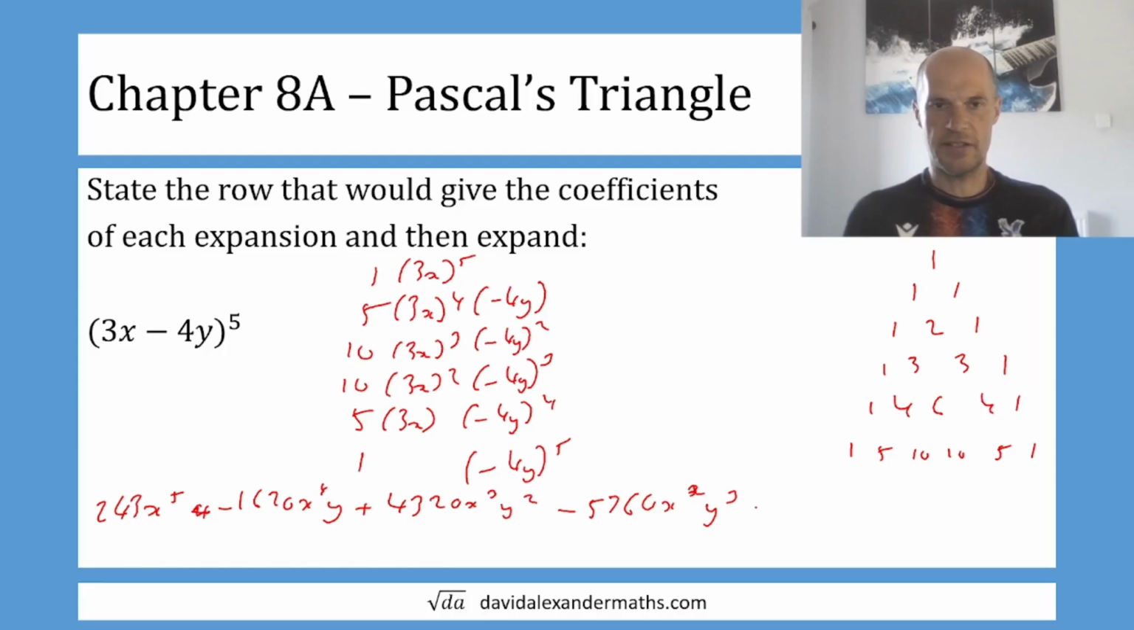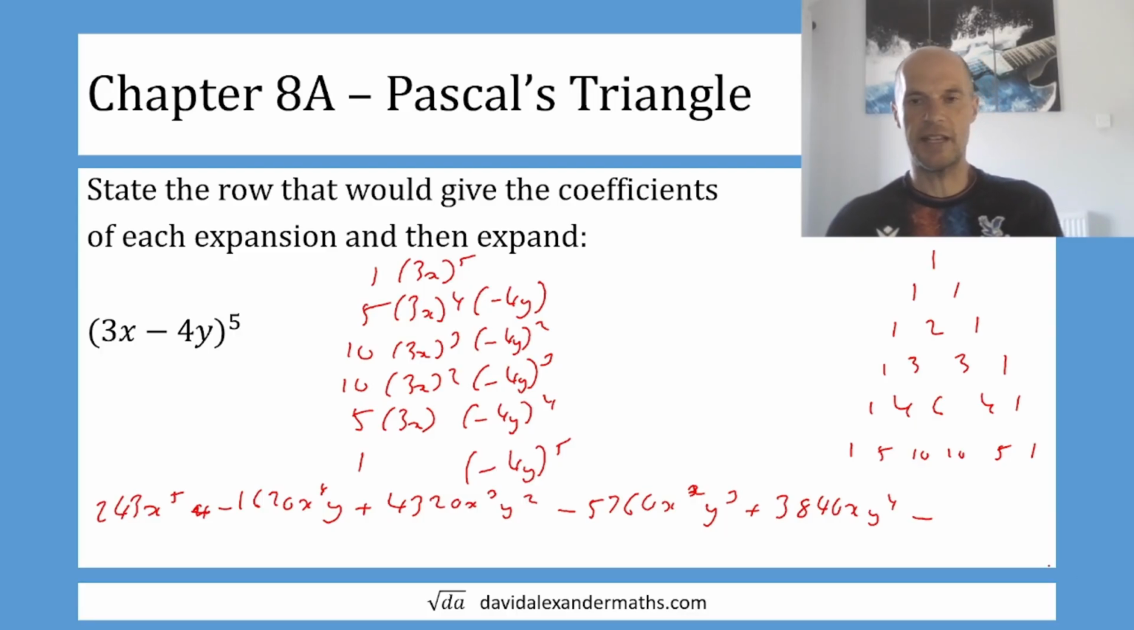And what about this penultimate term? So that's 5 times 3x, so 5 times 3 times minus 4 times minus 4 times minus 4 times minus 4, which is positive 3,840x y to the 4, and then at the end negative 4 to the power of 5. To be honest, I just type in 4 to the power of 5 and know to make it negative at the end: minus 1024y to the power of 5, and we are done.